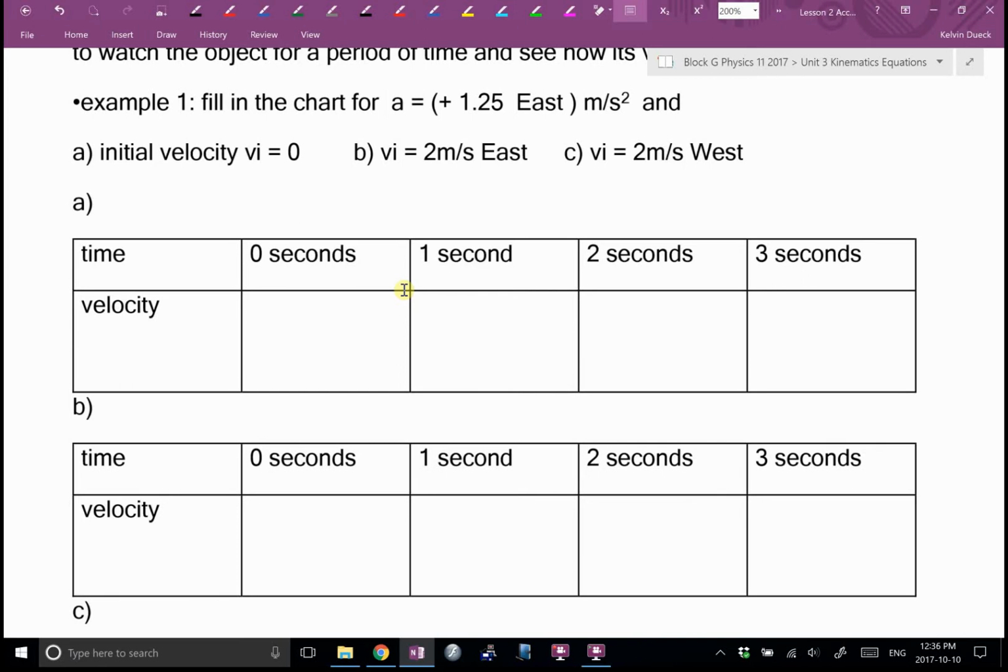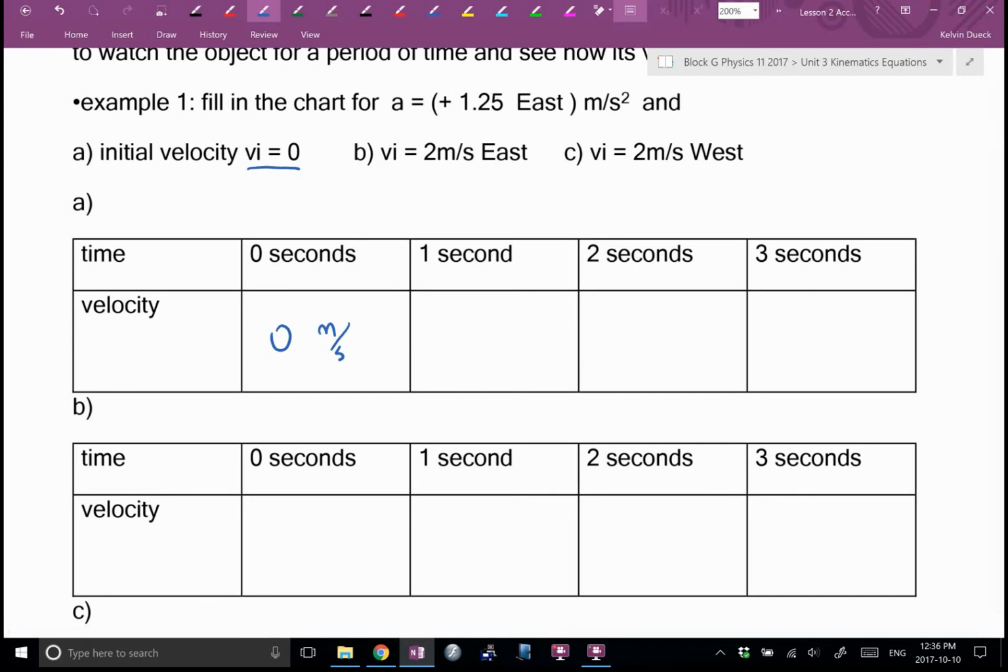We're going to pretend that you have an acceleration of 1.25 meters per second squared east. We'll call east positive, and we'll call west negative. Okay. And I'm going to start out, and we're not going to overcomplicate this, just relax. Colby, I'm going to pick on you, okay? So our initial velocity in situation A, vi, is going to be 0. So let's put 0 meters per second right there for situation A.